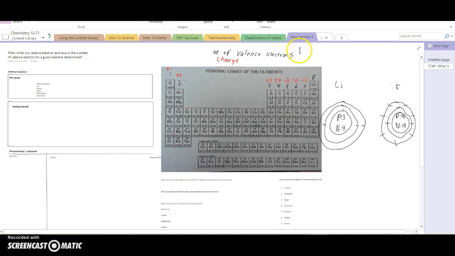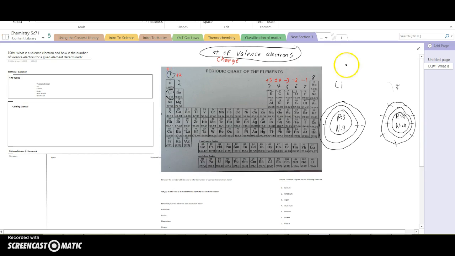We can see right here the number of valence electrons correspond to the numbers in black. So we can just simply count across periods or across columns: 1, 2, 3, 4, 5, 6, 7 valence electrons for that column. So if I look at lithium, for example, lithium has 1 valence electron.